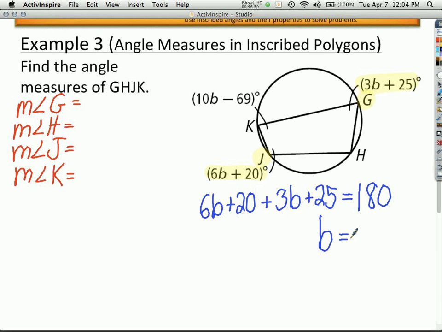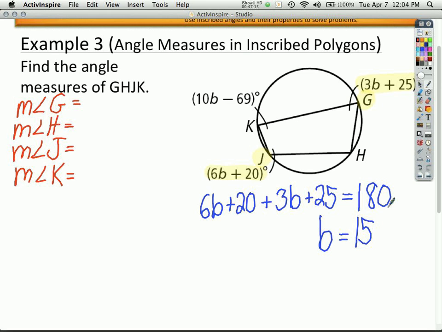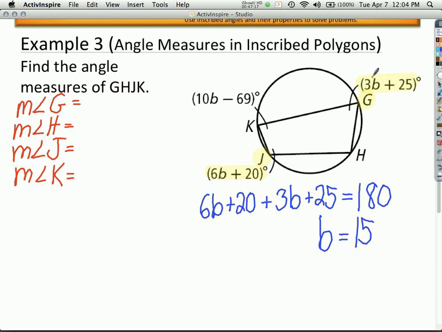Kayla, what does b come out to? Comes out to 15. And now we can take that value and plug it into each expression, or we can use the relationships based on the fact that this is a quadrilateral inscribed in a circle. In other words, once we know G, we can find J because they're supplementary, and once we know K, we can find H because they're supplementary. Let's go ahead and start with G. What's the value? What is the measure of G, Anit?